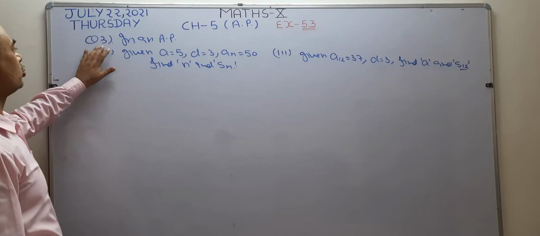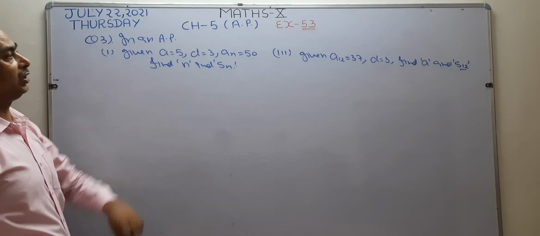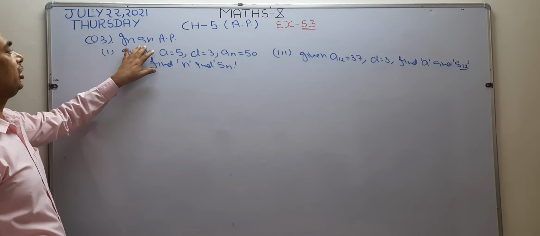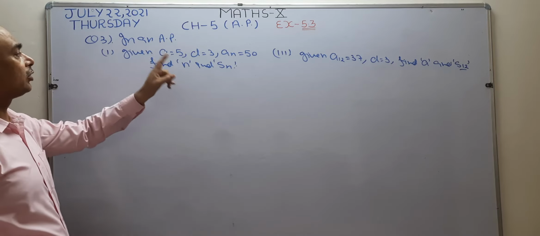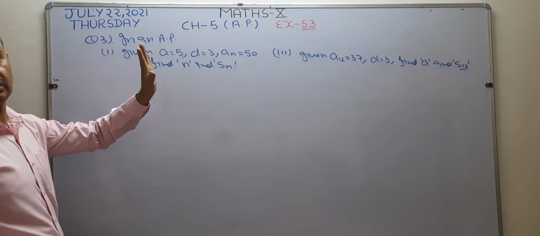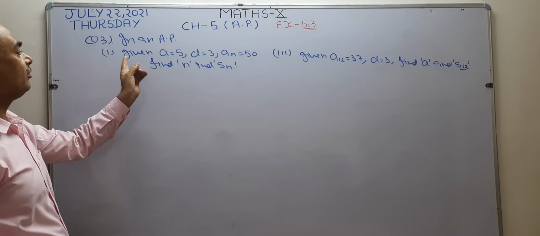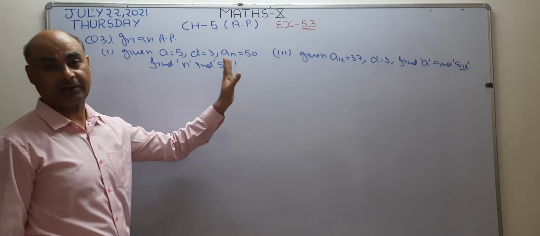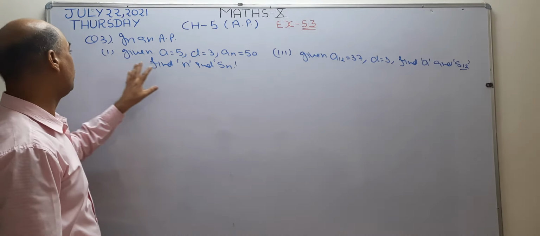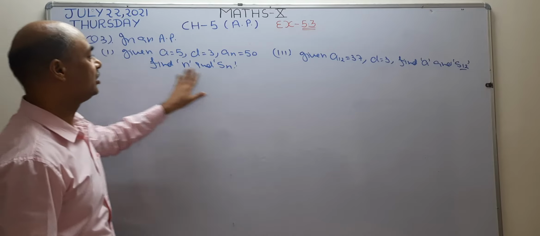Now I want to solve question number 3 of exercise 5.3. This question number 3 has a total of 10 parts. Out of 10 parts I want to solve 5 parts. I want to solve its odd parts, and I want to leave its even parts for your practice. Now I want to solve first its first part and third part.